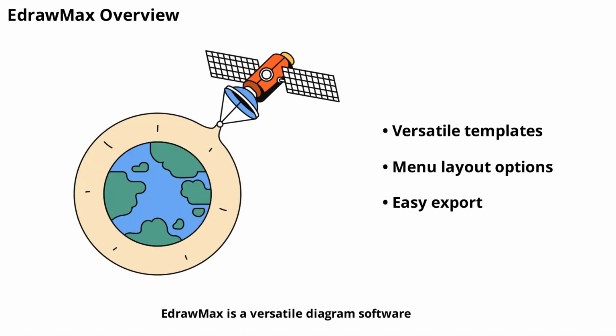eDrawMax is a versatile diagram software that's gaining popularity among restaurant owners. It offers a wide range of templates and symbols for creating detailed floor plans, workflow diagrams, and even menu layouts. eDrawMax's drag-and-drop interface is intuitive, and its export options make it easy to share your work with others. Whether you're designing a new space or optimizing existing processes, eDrawMax has you covered.